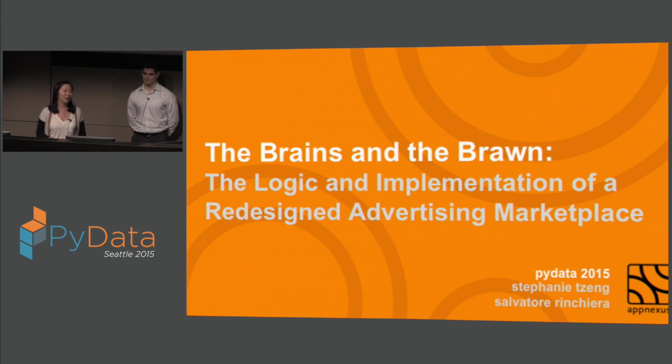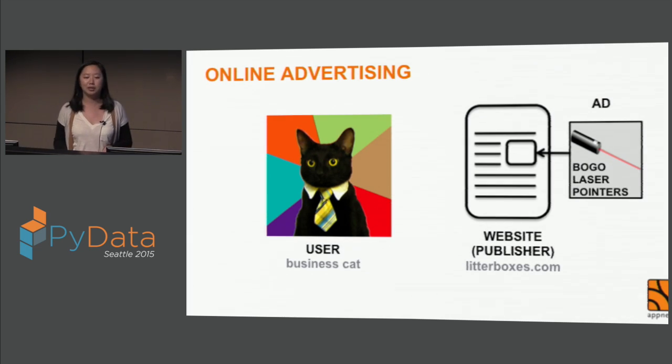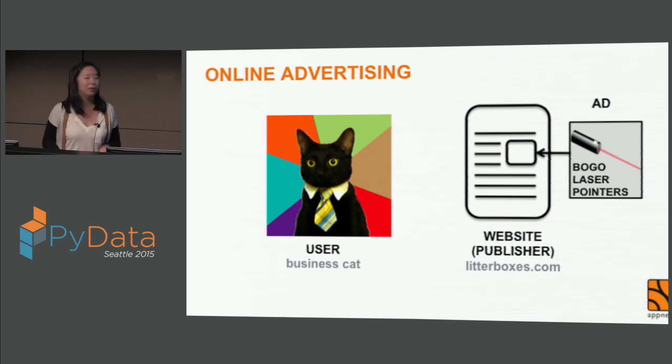So what we're trying to do is increase that number by improving user engagement and serving better content on the internet. So what is online advertising? Let's say that you're business cat and you're a user on the internet. You really like litter boxes, so you're going to go on litterboxes.com to see what's the latest and greatest developments on litter boxes.